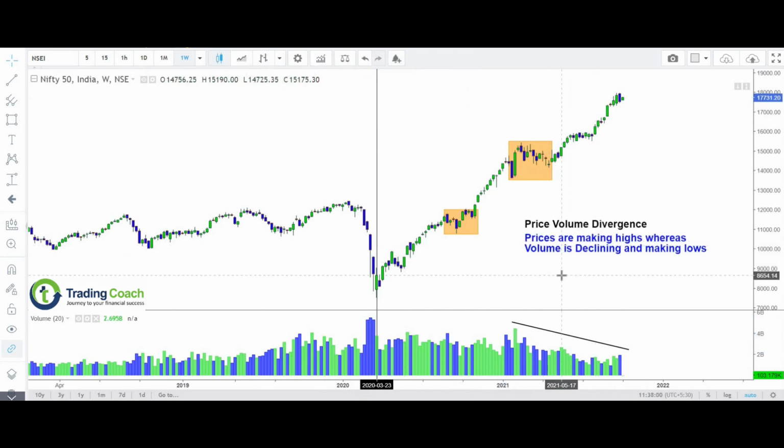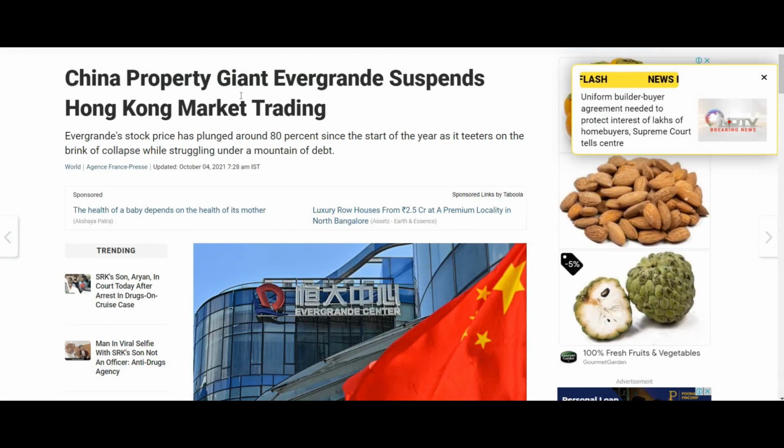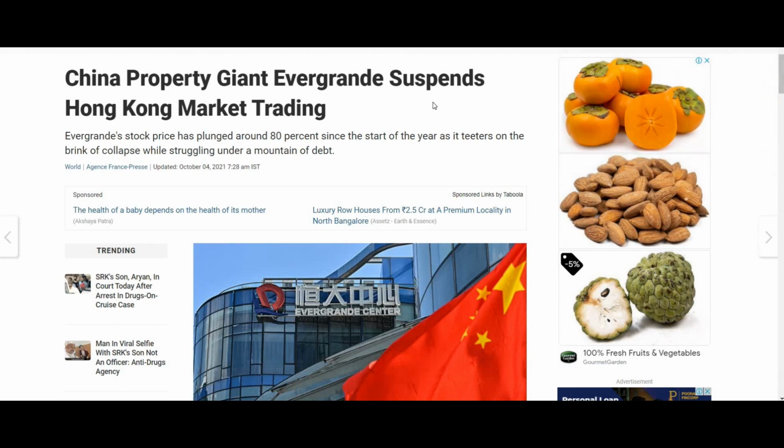So this is the first and the fundamental thing that we have to notice, apart from the sharp increase in the index prices. So we see a price volume divergence, and right after the price volume divergence, I also have another interesting thing that is taking place across the globe right now. The news about the Chinese property giant Evergrande.